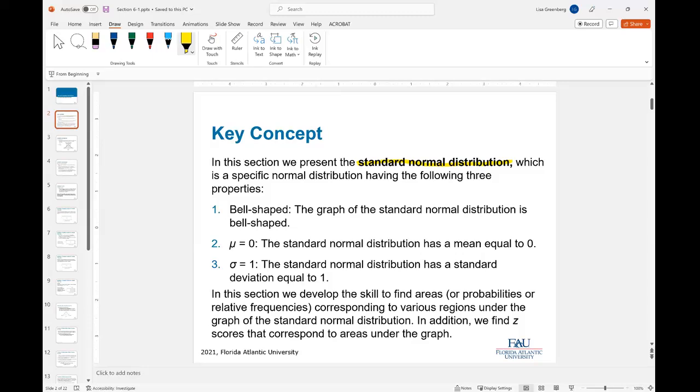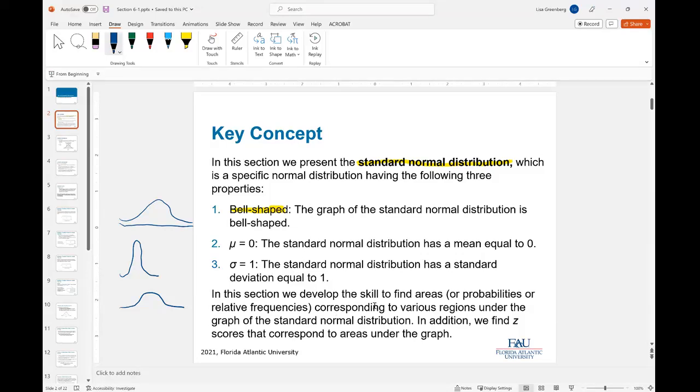It's very important. It has a bell-shaped curve, and a bell-shaped curve would look like this. And it could be like this. It could be long and skinny, but it always has that bell shape. The mean is always 0, and the standard deviation is going to be equal to 1.